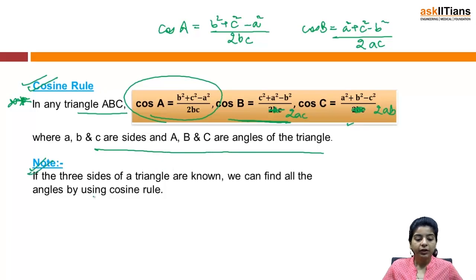This is an important note. If the three sides of a triangle are known, we can find all the angles by using cosine rule. So if you get questions in which all the three sides of a triangle are given to you, then you can easily find out all the angles by this rule. How? If you are given a, b, c, you can compute these three quantities, and that means you will be able to get cos A, cos B, cos C, and therefore you can also compute A, B and C.